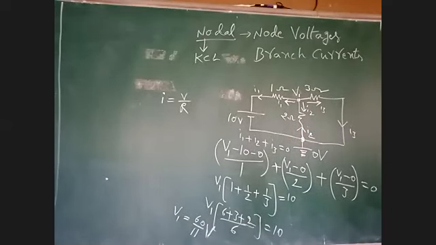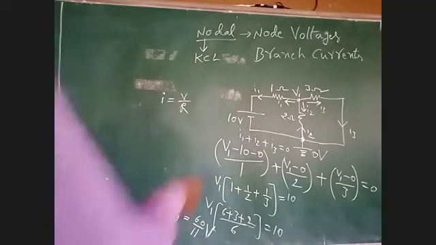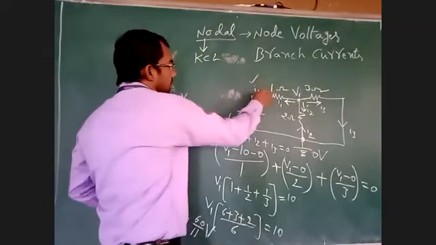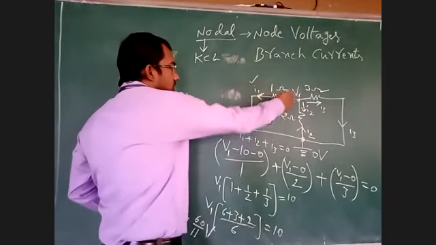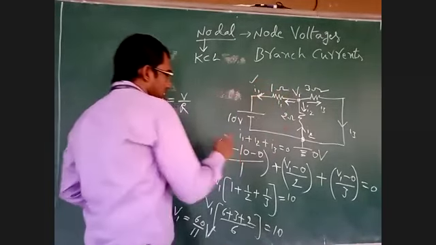Now we have to determine the actual currents I1, I2, I3, not the assumption currents. Our assumption is only for determining node voltage. That is completed now. Once we have determined node voltage, we will go for the actual currents. See I1, how they have given in the problem. This is I1. They have given it like this.